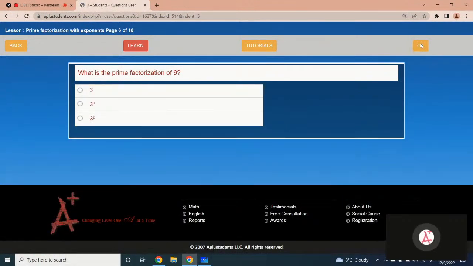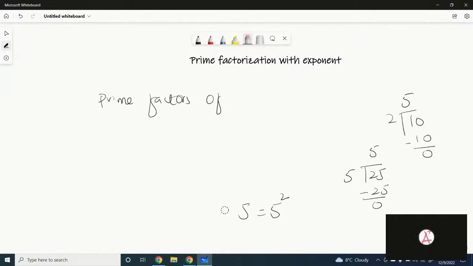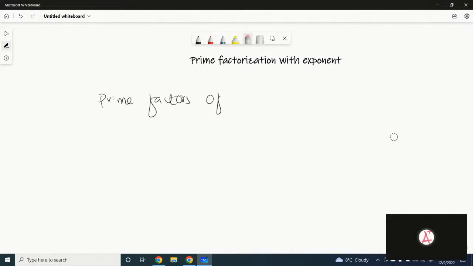Okay, what is the prime factorization of 9? You have to find the prime factorization of 9. It would be 3 square. Got it? Because 3 times 3 is 9. 3 is the prime number, and the prime factorization for 9 is 3 square. Got it?